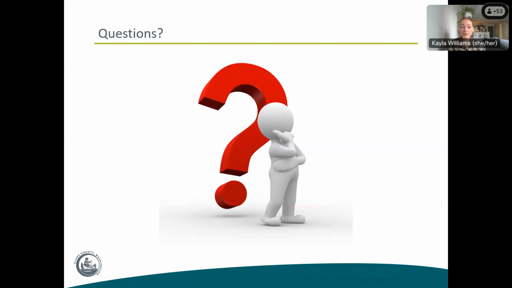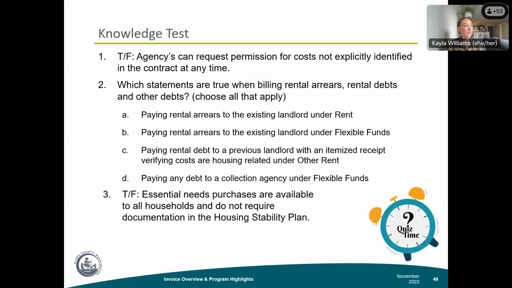All right. Another knowledge test. So true or false, agencies can request permission for costs not explicitly identified in the contract at any time. Two, which statements are true when billing rental arrears, rental debts, and other debts? Choose all that apply. A, paying rental arrears to the existing landlord under rent. B, paying rental arrears to the existing landlord under flex funds. C, paying rental debt to a previous landlord with an itemized receipt under housing related other rent.